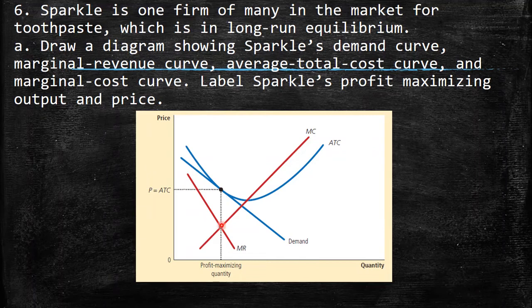Then we have the marginal revenue. Remember, the marginal revenue lies below the demand curve, and this is the marginal revenue. Remember the definition of the marginal revenue: the additional revenue that you will have when you sell one additional unit. Okay, that's the basic idea. So we already identified these four curves for monopolistic competition.